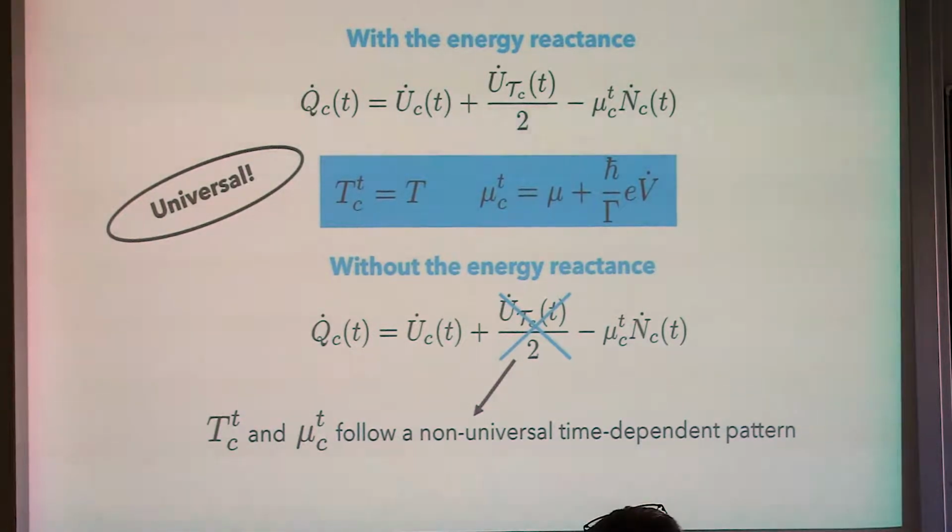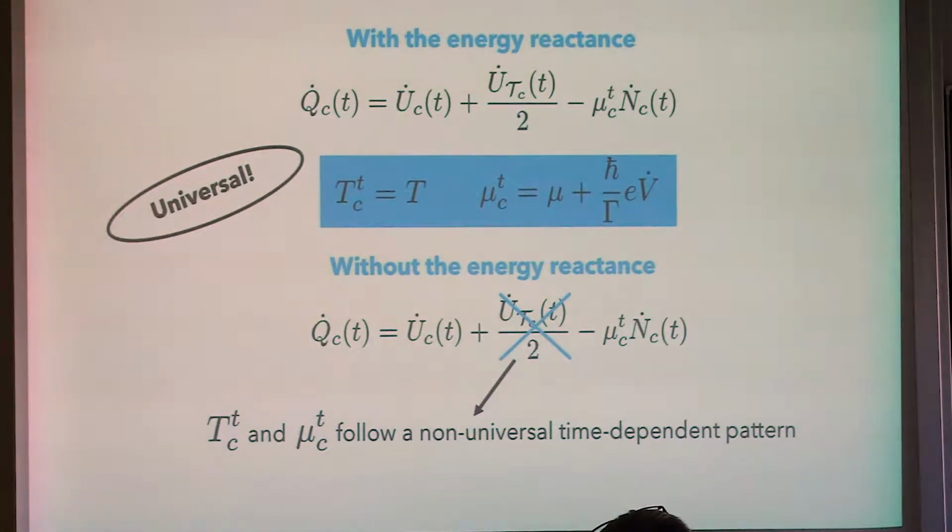So I will show you that if we take the energy reactance into account, the half of the energy reactance into account into the definition of the heat, we predict a universal response of a thermometer in the sense that the temperature of the rotating contact will be constant and equal to the temperature of the reservoir.